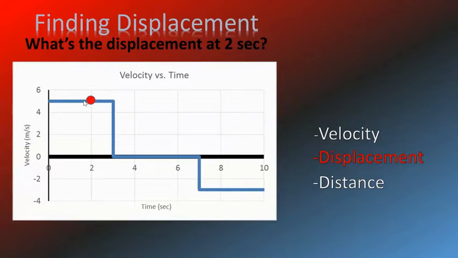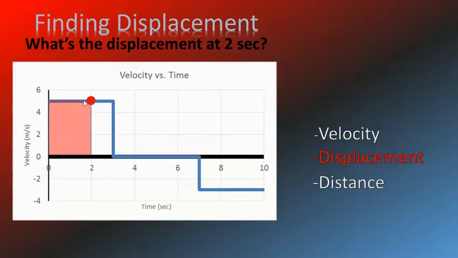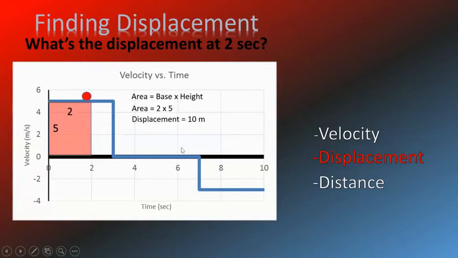The area of that shape is equal to the object's displacement after 2 seconds, right? Area equals displacement. And so if you shade in that area and find the area of it, then you'll find what the displacement is. So this is a rectangle that is 5 high and 2 wide. The area of a rectangle is base times height. 5 and 2 multiplied together give you 10. So the displacement is 10, which means after 2 seconds, this thing has traveled 10 meters away from where it started.